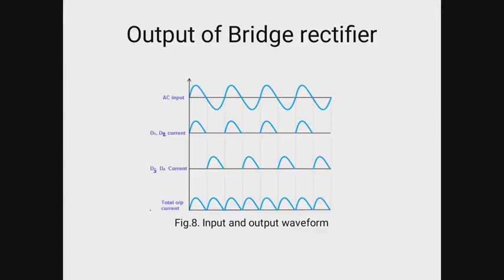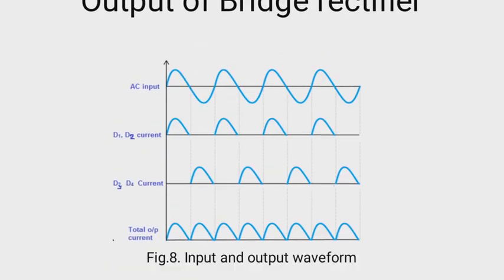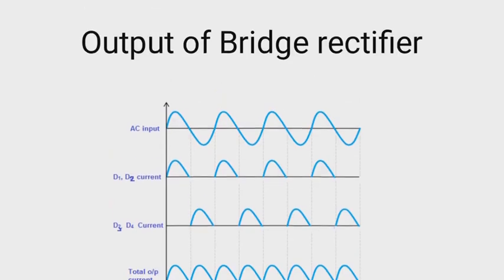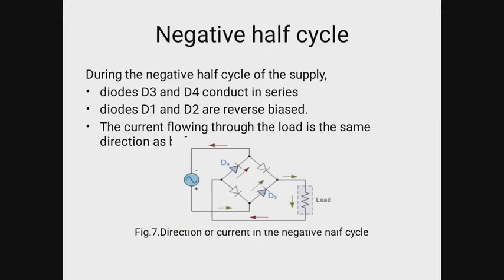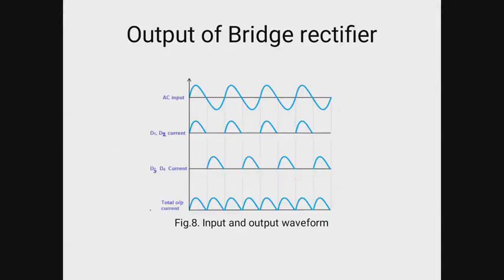So this is the entire output waveform. Here we can see each half cycle has been shared by two diodes at a time. When the positive peak from 0 to pi duration is passing, diodes D1 and D2 are in conducting state. Whenever the negative half cycle is passing, diodes D3 and D4 will be in conducting state, and the same phenomenon will be repeated again and again, and this is the total output current across the AC input.